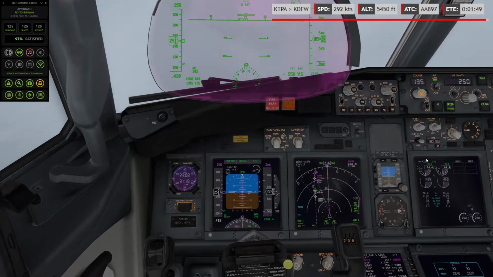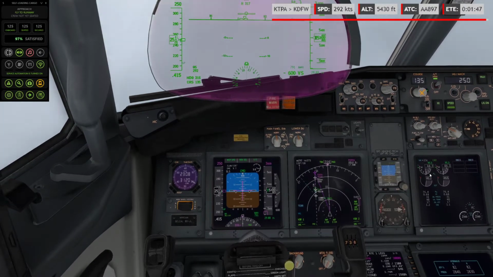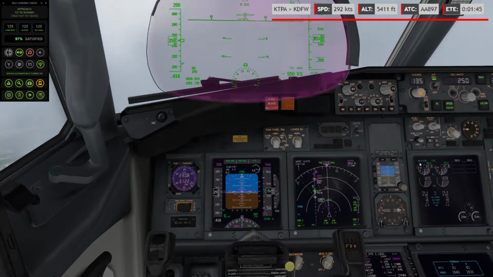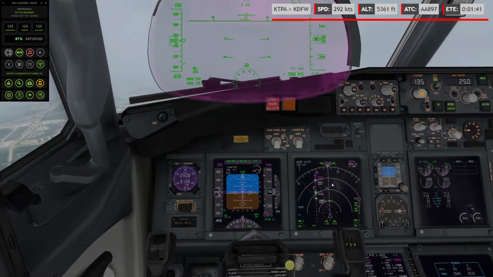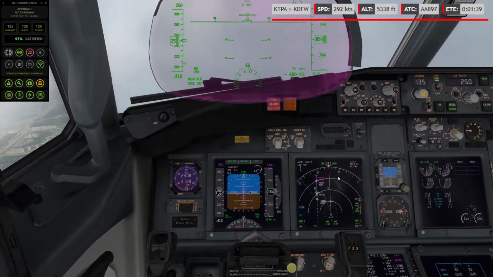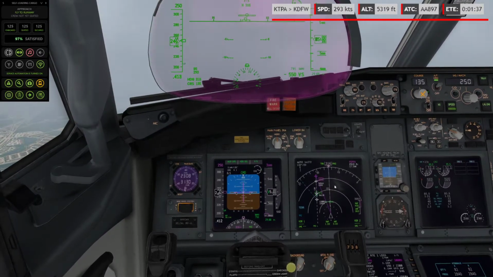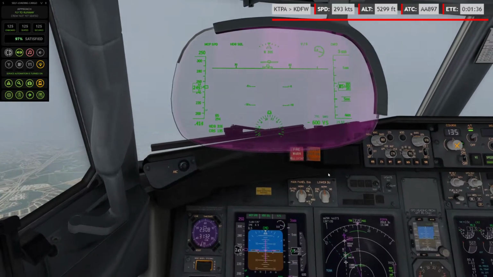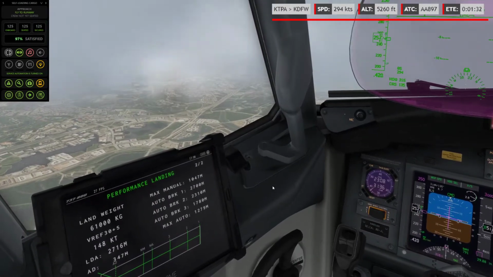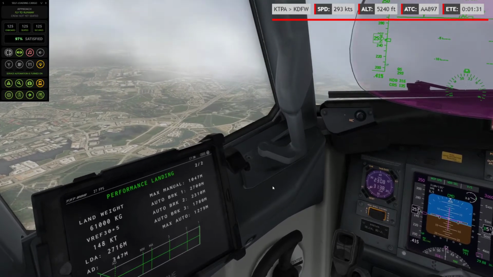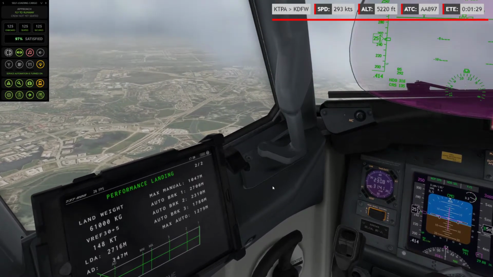And we don't need anti-ice because we have 23 degrees Celsius of total air temperature. So we are good on icing. Usually, you just have to turn it on when it's below 10 degrees. So we don't need anti-ice.